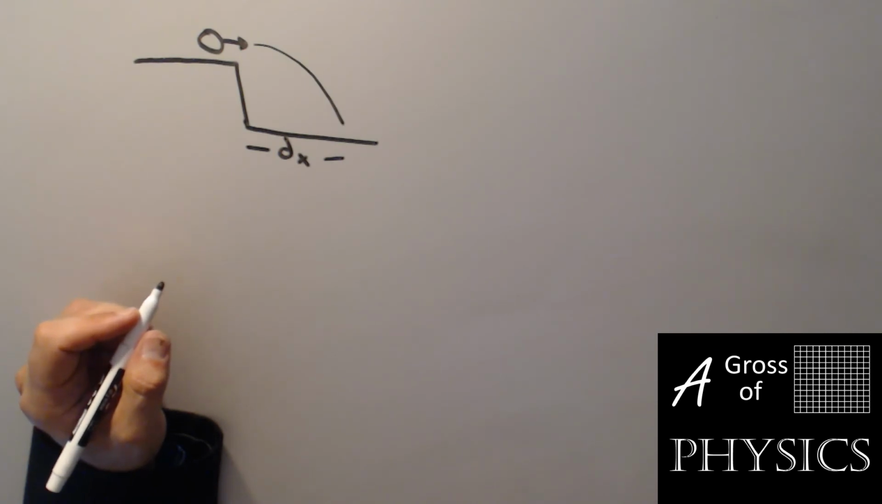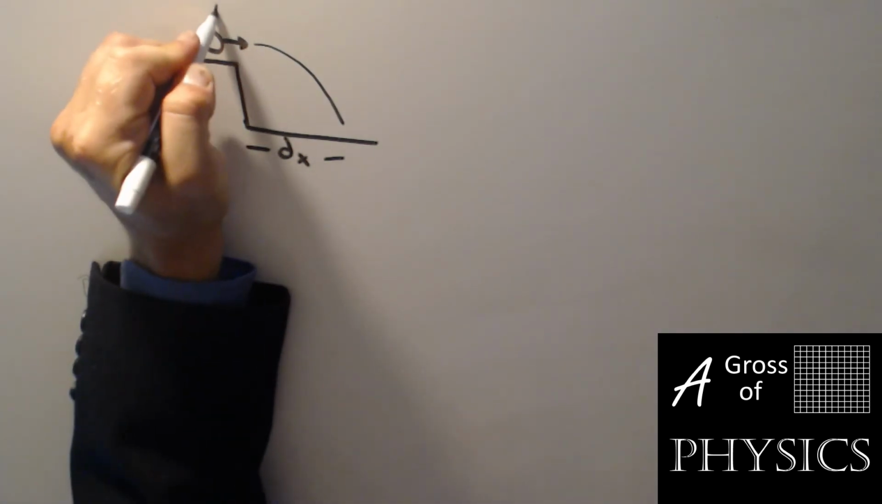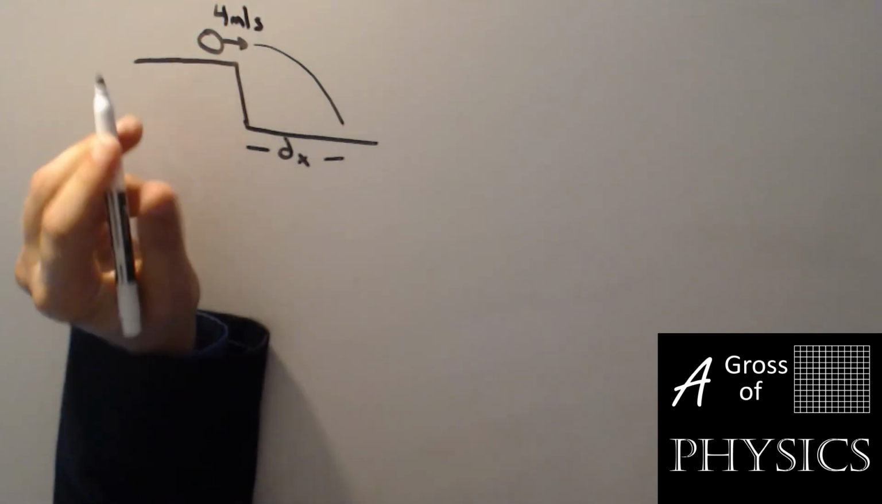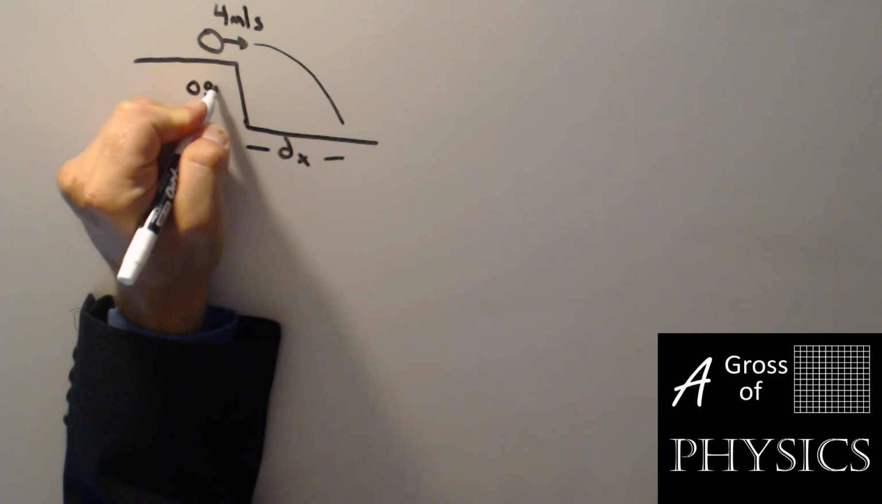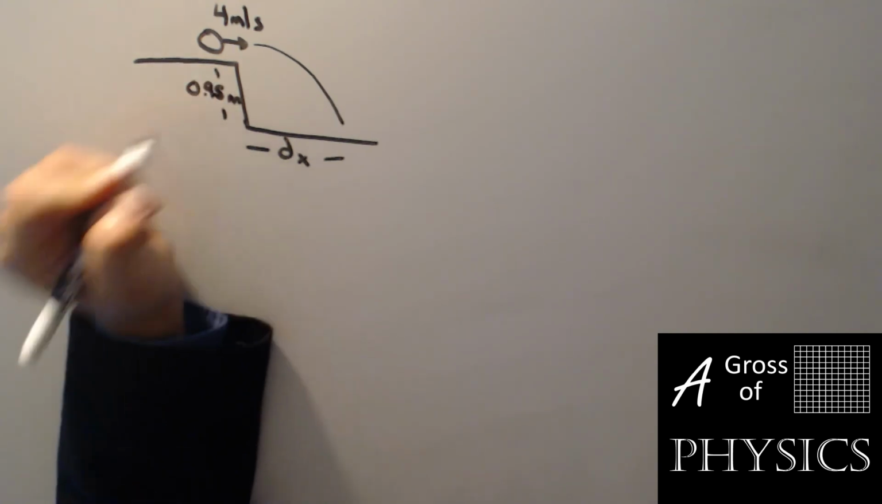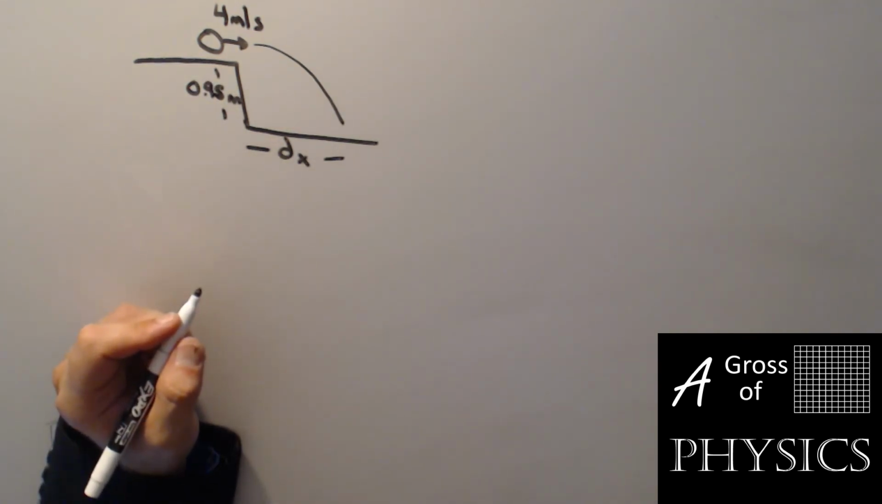A marble rolls off the lab table at a speed of 4 meters per second. The table is 0.95 meters tall. How far from the table does the marble land? So that means the marble is going at 4 meters per second when it leaves the table. The height of the table is 0.95 meters. And we want to find dx.